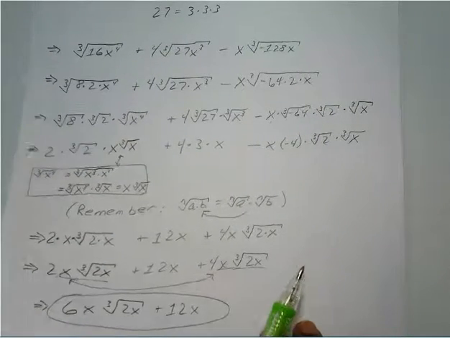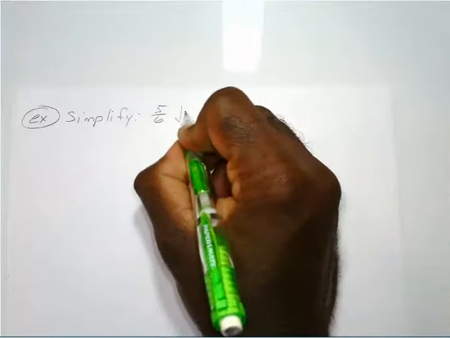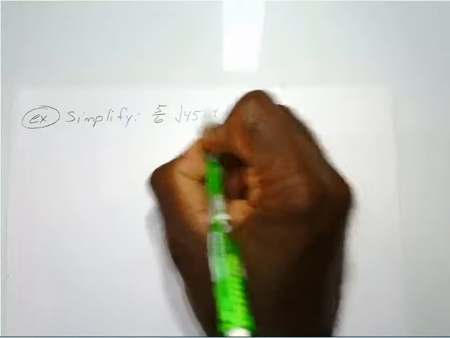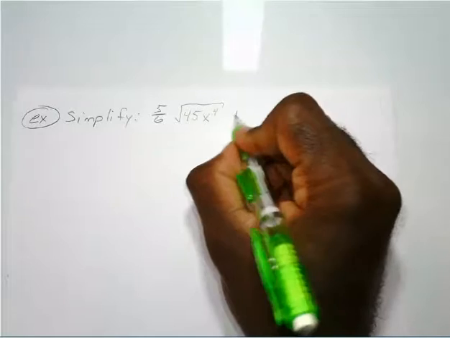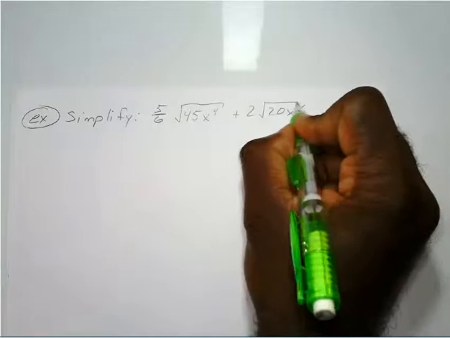All right, so let's go to one more example. All right. So, for example, let's say if we wanted to simplify, say the fraction 5 over 6 times the square root of 45x to the 4th power plus 2 times the square root of 20x to the 4th power.